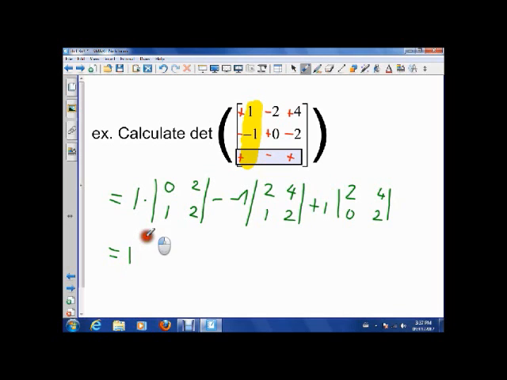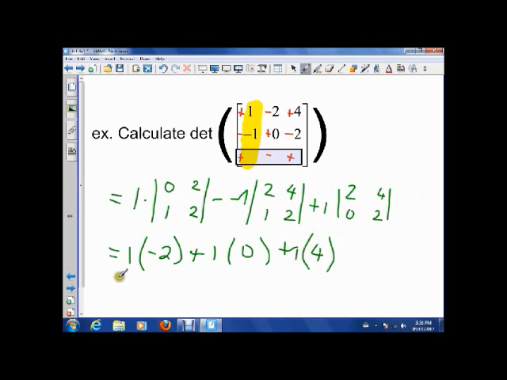So this will be 1 times 0 times 2 minus 2 times 1. So negative 2, plus, because it's minus negative, 1 times 2 is 4. So it's going to be 4. 2 times 2 is 4, so it's going to be 4 minus 4. So 0, plus 1 times 2 times 2 is 4 minus 0 is 4.